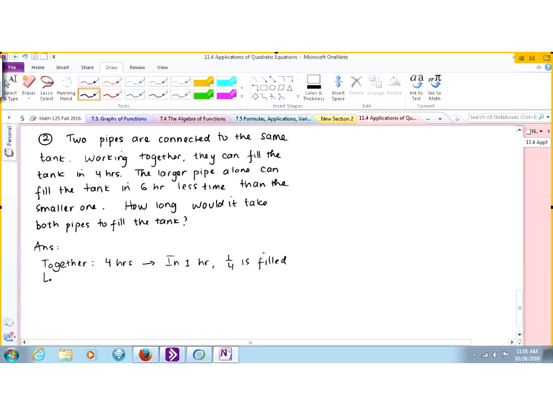What about the larger pie? Okay, so there is larger and there is smaller. So what is 6 less than? So the smaller one would be x then? Okay. And the larger one would be x minus 6 hours? Okay, so what about in 1 hour? Is filled, right? By the larger pie. How about for the smaller one? Yes. So basically we take the reciprocal.